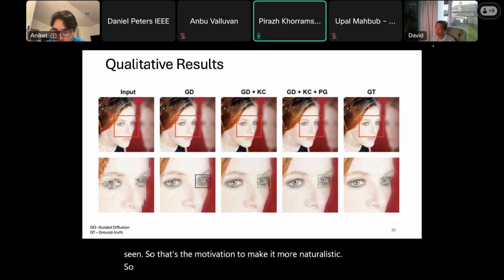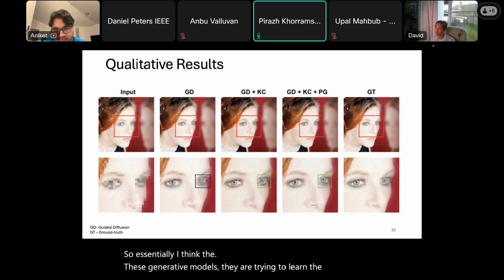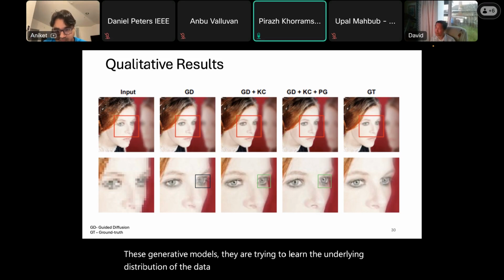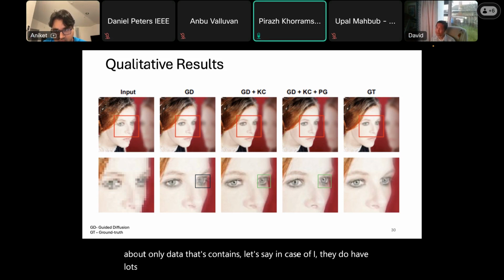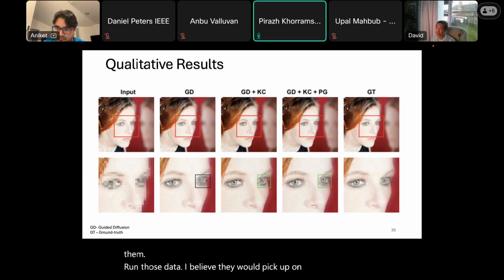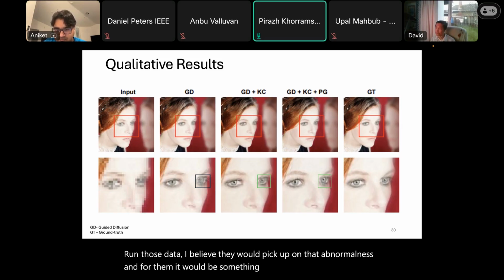Essentially, these generative models are trying to learn the underlying distribution of the data, whatever that data is. In the case of eyes, if the data set does have lots of abnormal eye conditions, then these generative models, if we let them train on that data, I believe would pick up on that abnormalness, and for them it would be something natural. But they may fail in recreating that phenomenon. I think these approaches would help the generative model to better replicate that distribution.